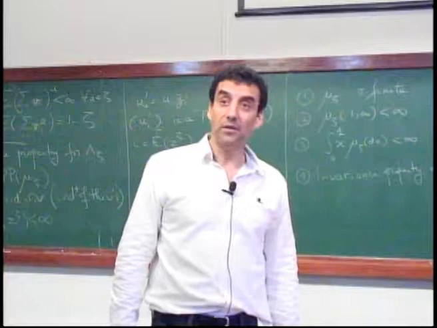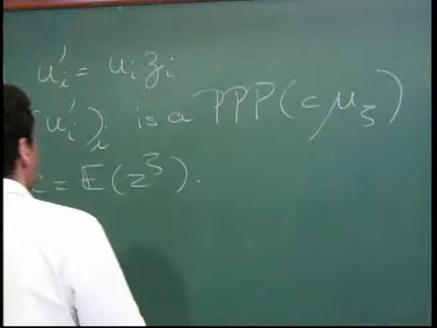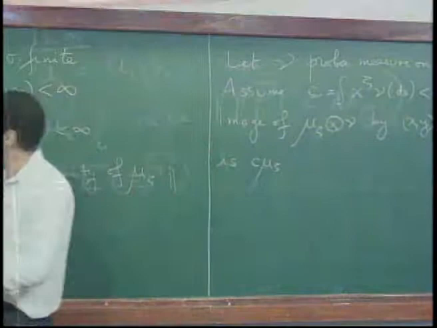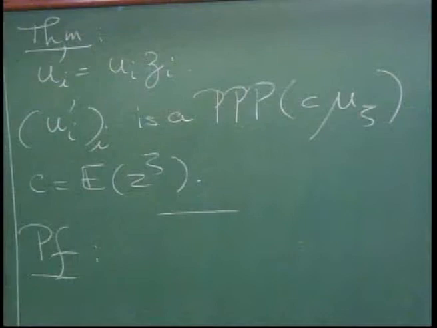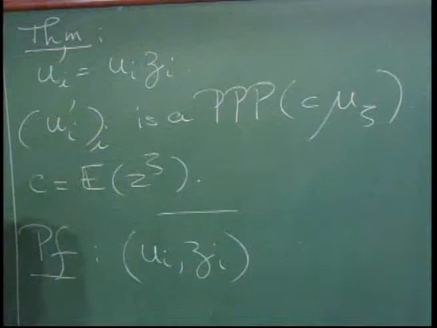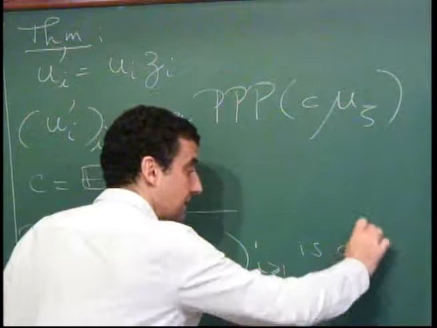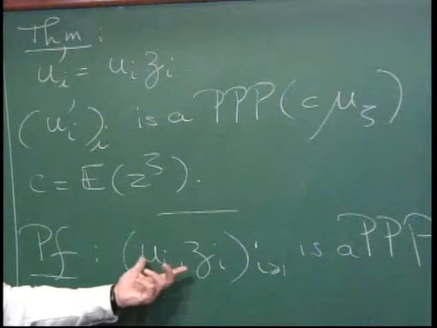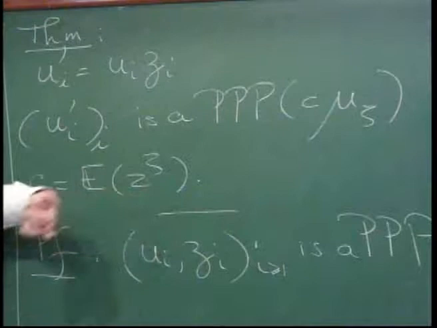All right? So, of course, this statement here, I could call that a theorem, is trivial once you have this, because it's a general fact. The proof goes like this. If you take the u_i z_i, this collection here is, of course, a Poisson point process, because the u_i's are a Poisson point process and the z_i's are IID. This is, in fact, a marked Poisson point process. You have your Poisson point process, and you have given a mark to it, and this mark is this number z_i.